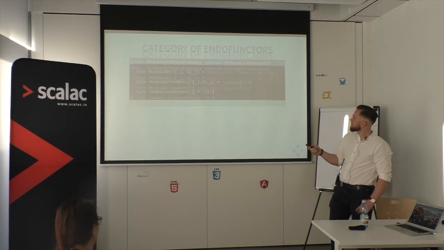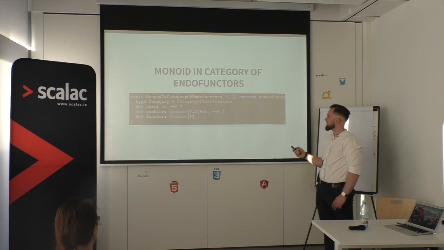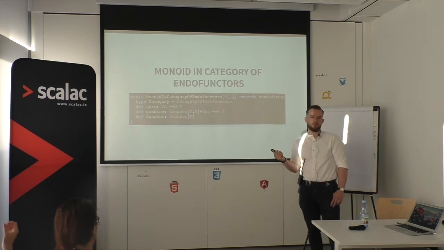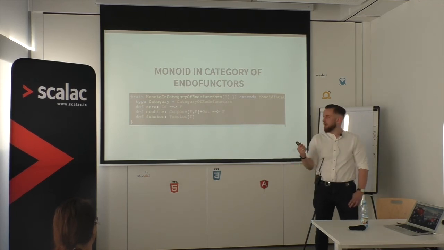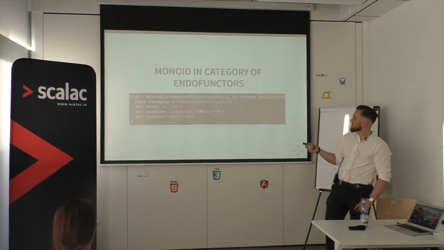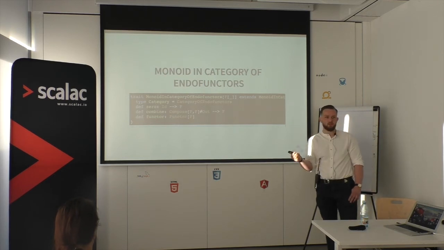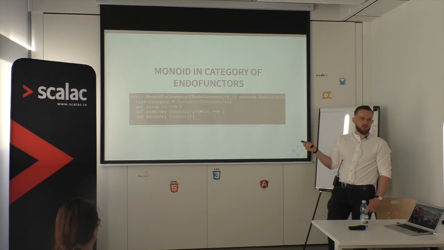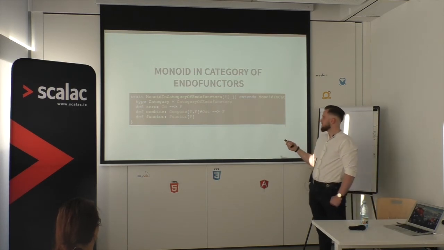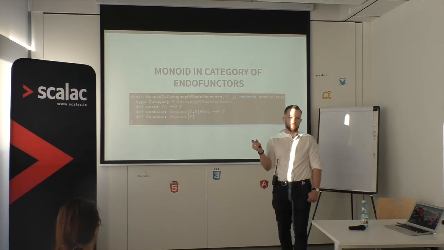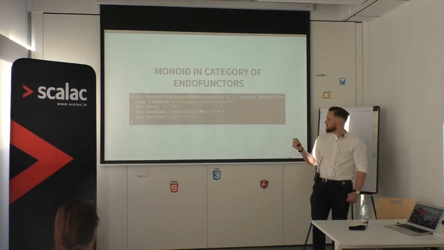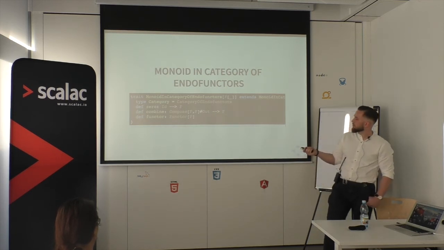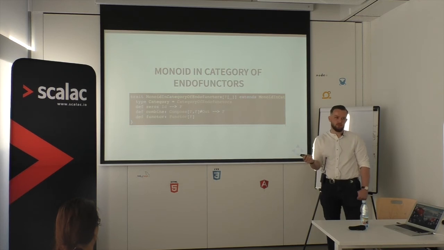Okay, and monoid in category of endofunctors. So we already have seen how the monoid in category looks like. So we just put different category here. And what we get? The zero is now a natural transformation from ID into given type constructor F. The combine is a natural transformation from the composition of two functors into this functor F. And we need a proof that F is a functor. Okay?